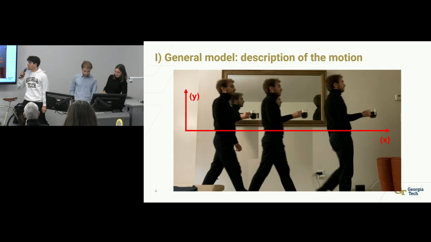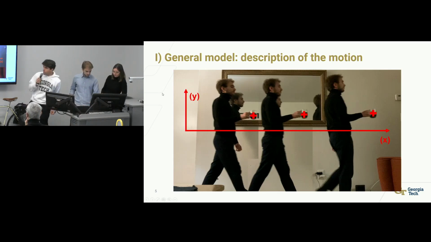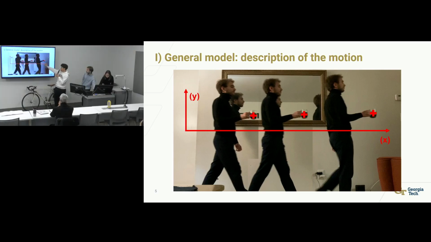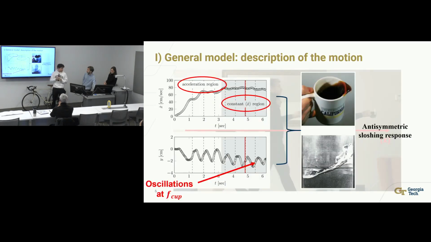So in the paper we read, what they have done is follow the motion of the cup. They track the motion along the x-axis and the y-axis. Here you have two plots. The first one is the plot of the velocity of the cup along the x-axis. What we can notice is that there are two regions: a first one where there is an acceleration, and another one where the velocity is constant.